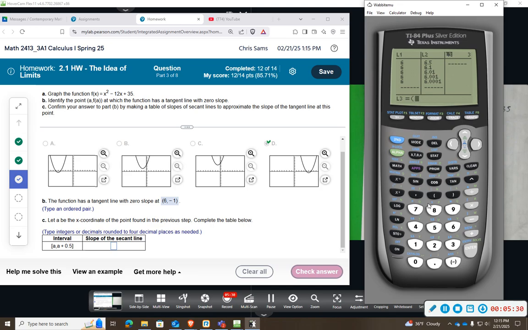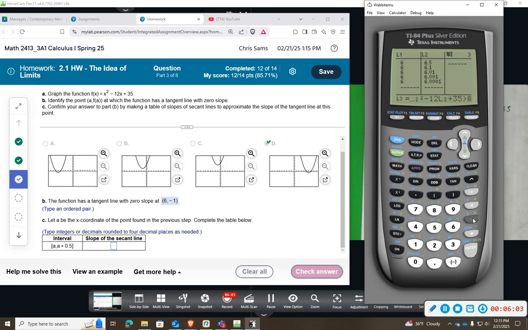Instead of x squared, we're going to use our upper value, which is L2. So we're going to say second, then number 2, that's where the L2 is. We're going to square it, so this represents our x squared. We're going to do minus 12x. Now the x again in this column is L2, so we're going to hit second L2, and then we're going to add 35. So this is going to do my upper value, okay?